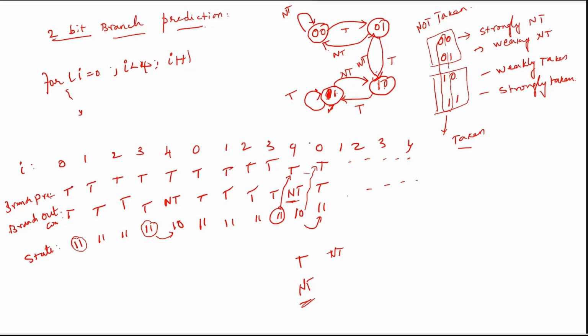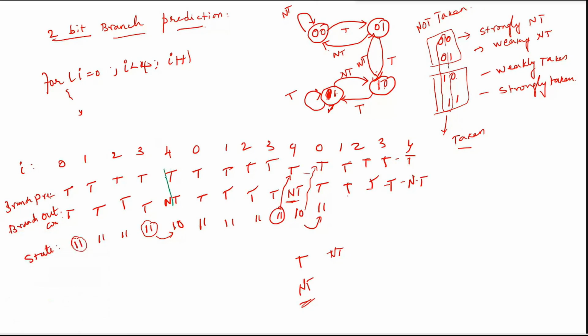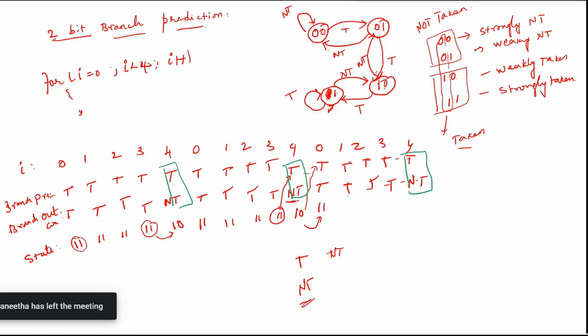Okay, we will continue this. This will also be true, true, true, true, true, true. And here also it will be true, but actually it is one not taken. Then three. Three, you are getting, isn't it? So here there is a mismatch, then here you have one mismatch, and here you have another mismatch. Did you understand?